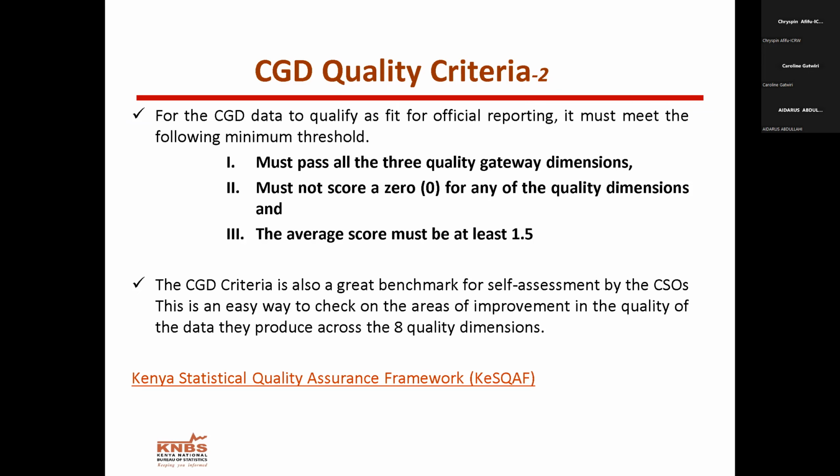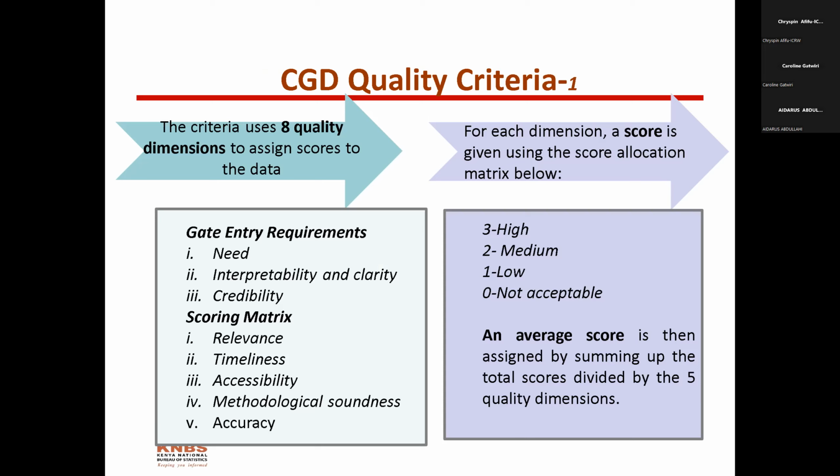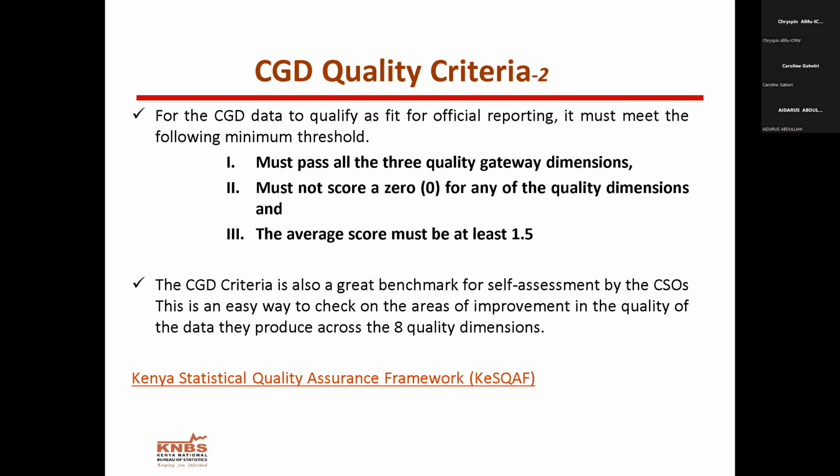And then the next one is it must not score a 0 in any of the quality dimensions. Those are the 5 quality dimensions under the scoring matrix. So there must not be a 0 for relevance, timeliness, accessibility, methodological soundness, and accuracy. And then the last part is the average score in the scoring matrix must be at least 1.5. So if the data passes the three requirements, the minimum thresholds, we can use that data for official reporting on the Sustainable Development Goals.